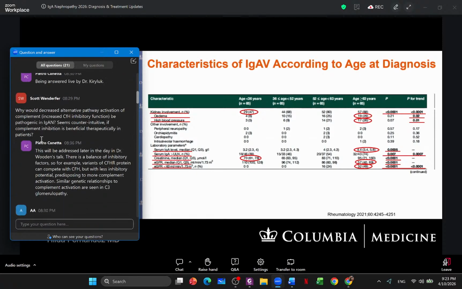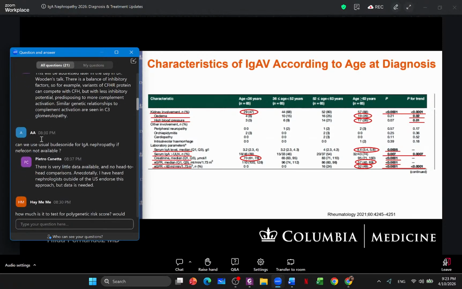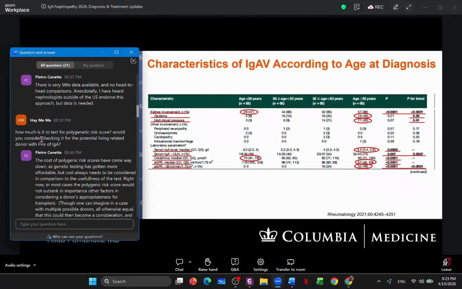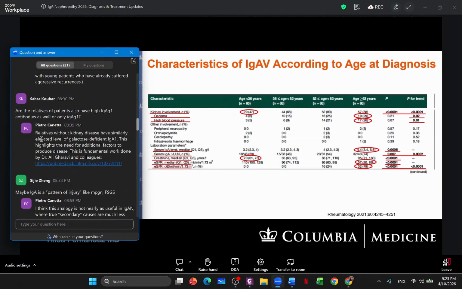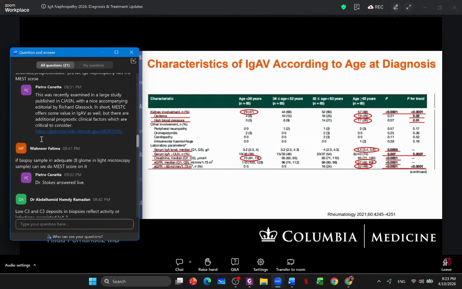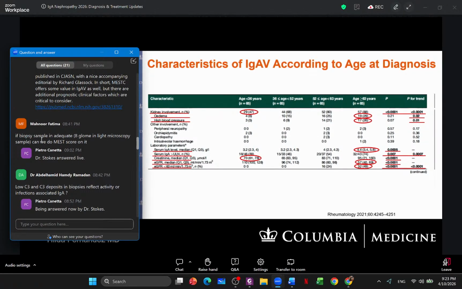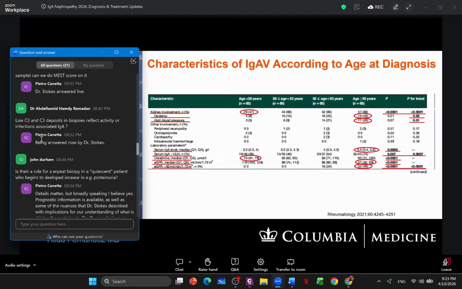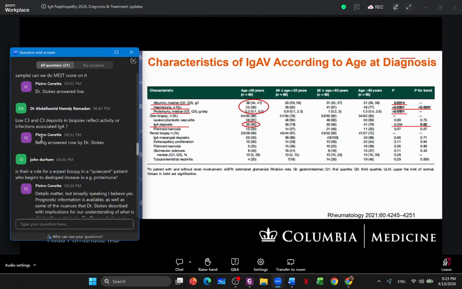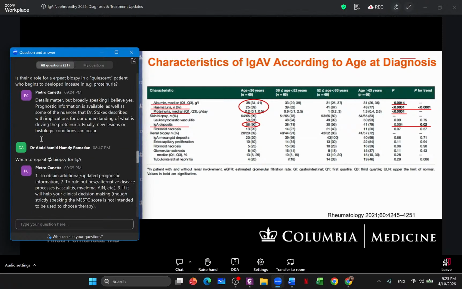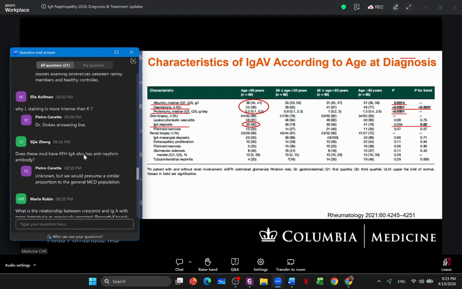And in regards to kidney issues, you can see that older patients tend to have more issues with proteinuria and high blood pressure. And in children, they tend to do better in regards to their GFR. And if you looked at their skin biopsies, again, in children you're going to see more predominance of IgA deposits.